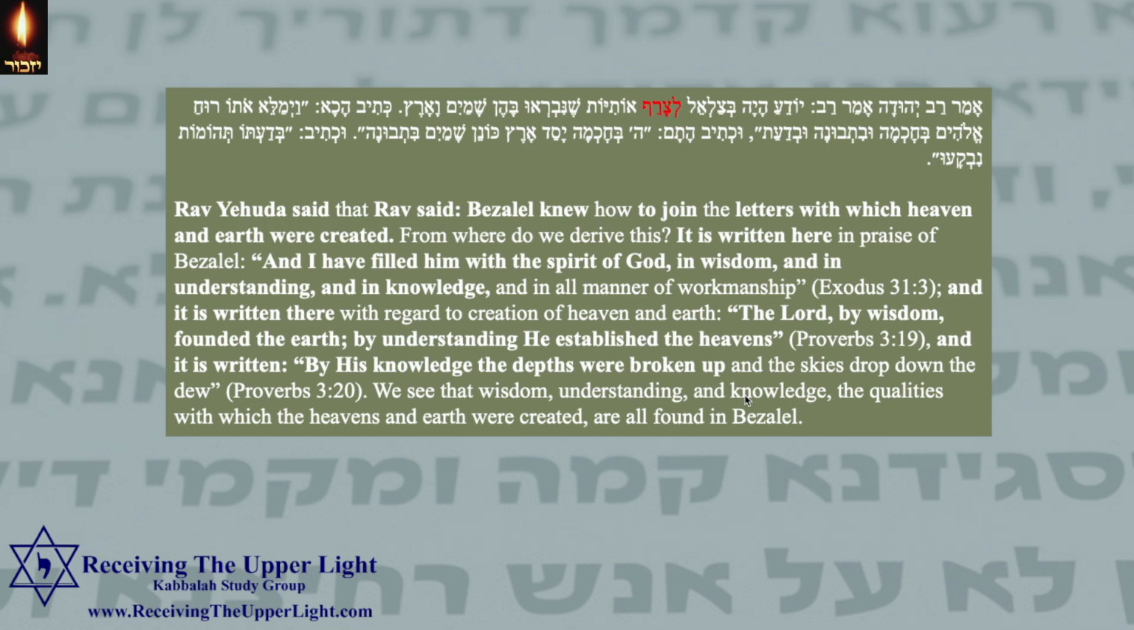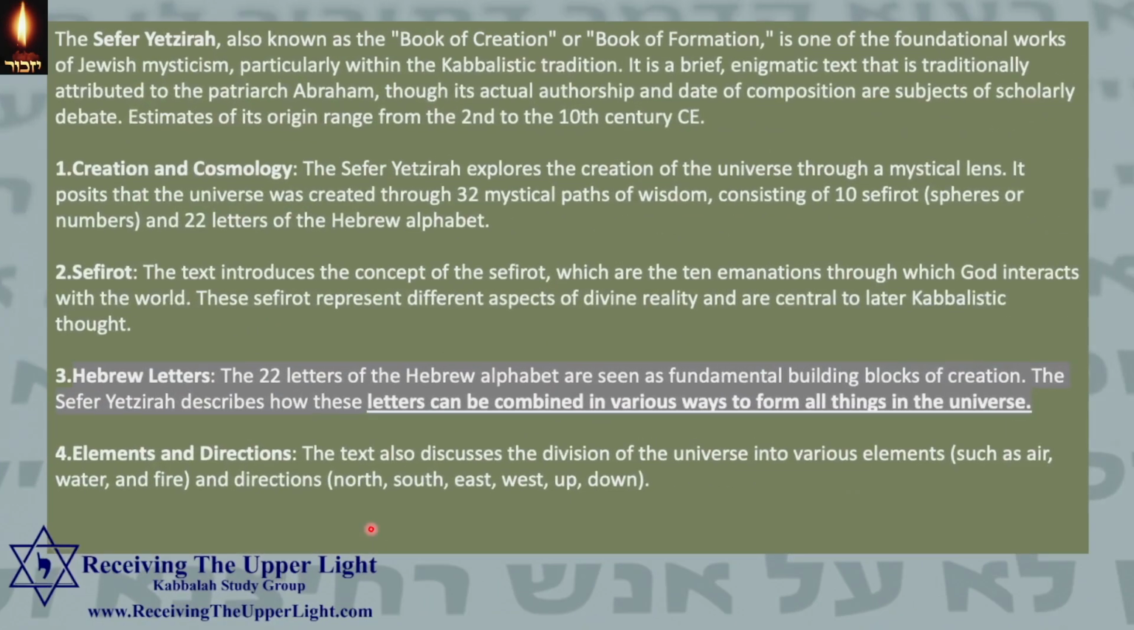All right? So, very interesting things to keep in mind. Now, the Sefer Yetzirah, also known as the Book of Creation or Book of Formation, is one of the foundational or fundamental works in Jewish mysticism, particularly within the Kabbalistic tradition. It is a brief, enigmatic text that is traditionally attributed to the patriarch Abraham, though its actual authorship and date of composition are subjects of scholarly debate.